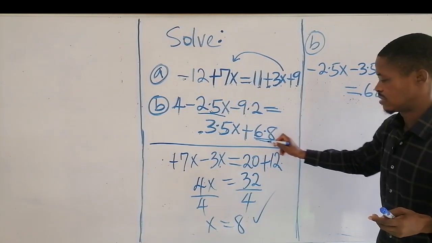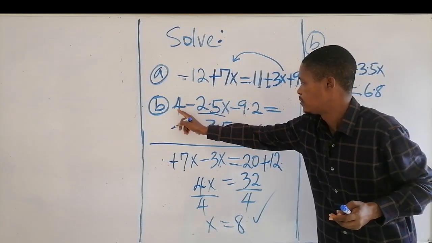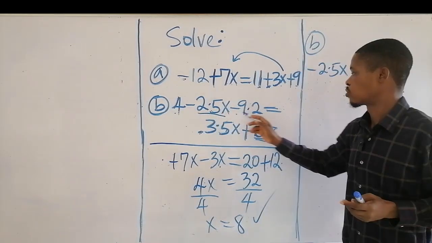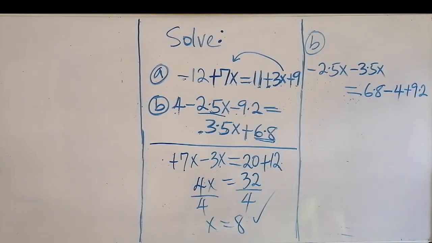That's the only numbers I have here. Here, I have this, that's plus 4. That will be minus 4 when moved to the other side, and then plus 9.2. Okay, so that's what we have.